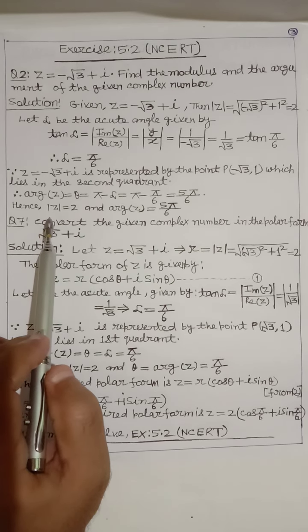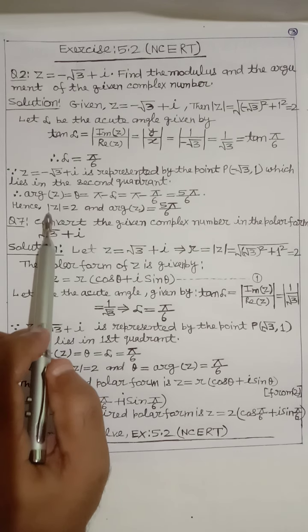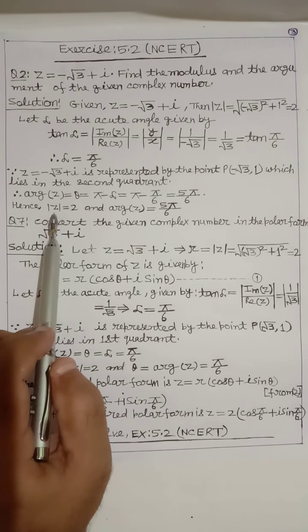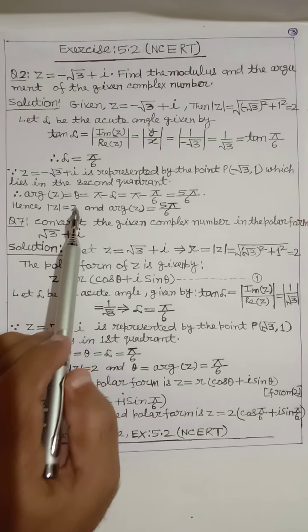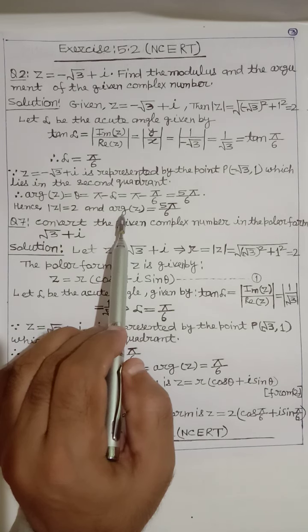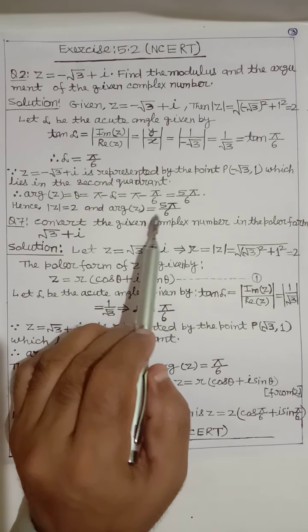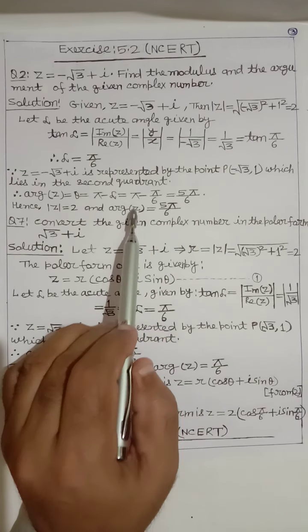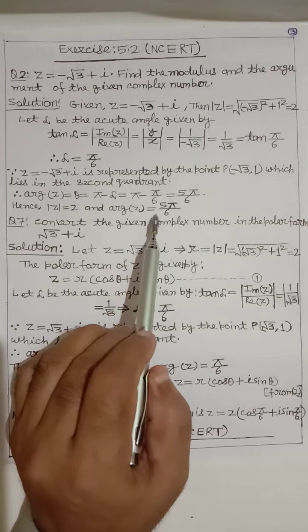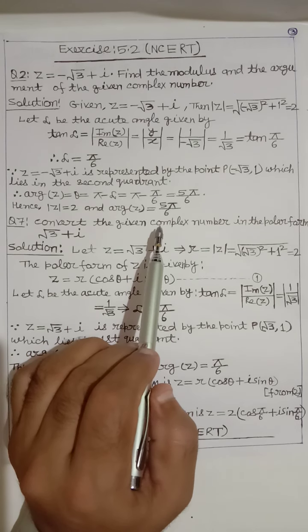Hence, the modulus of the given complex number z is equal to 2 and the argument of z is equal to 5 pi by 6, that is, theta is equal to 5 pi by 6.